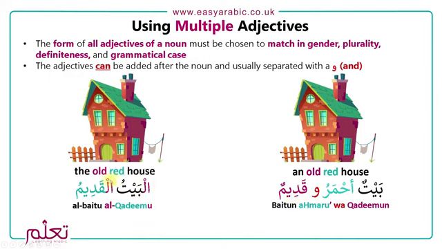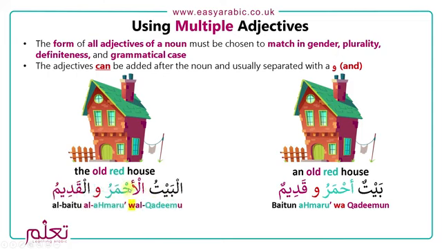If we look at this one, the old red house, not only do we add the wa, but we also then maintain the same rule. So here it'll become al baytu al ahmaru wa al qadimu. Now normally what happens is if there's a wa and the word after it has a definite article, you just ignore the alif, so it becomes al baytu al ahmaru wal qadimu. Yeah, al baytu al ahmaru wal qadimu.